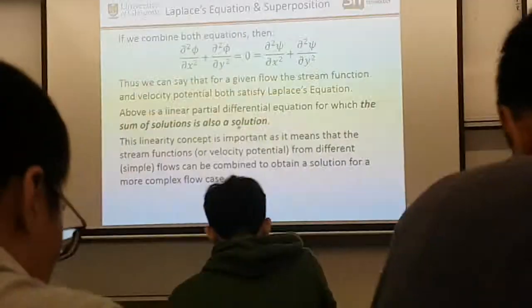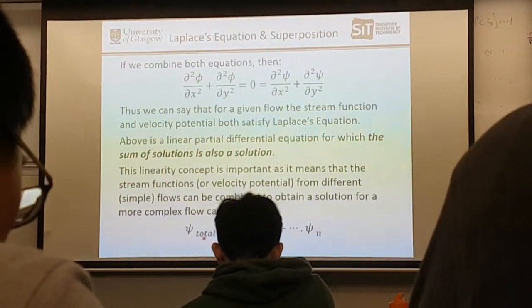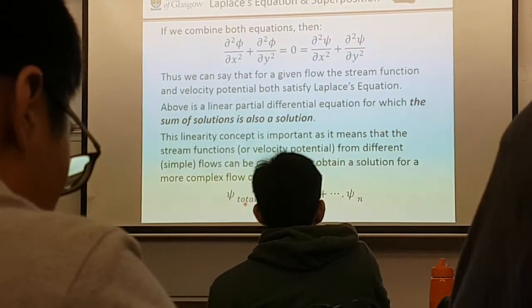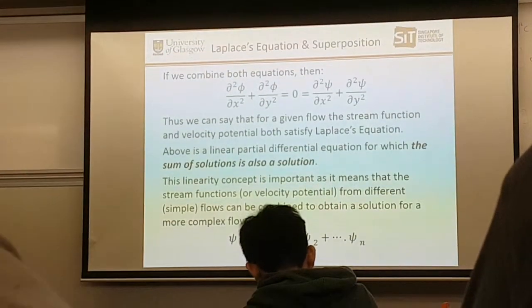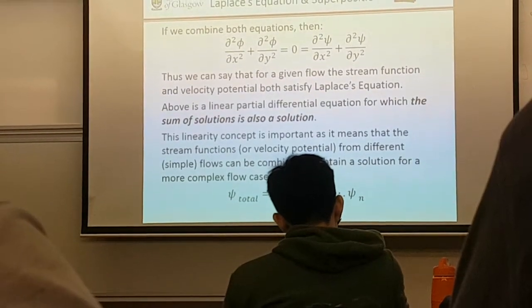In the sense, it's just saying that if I want to find the total stream function of a different combination, such as your uniform flow plus the source and sink or doublet, we can actually add up the stream function values together. This is the beauty of stream function and velocity potential.